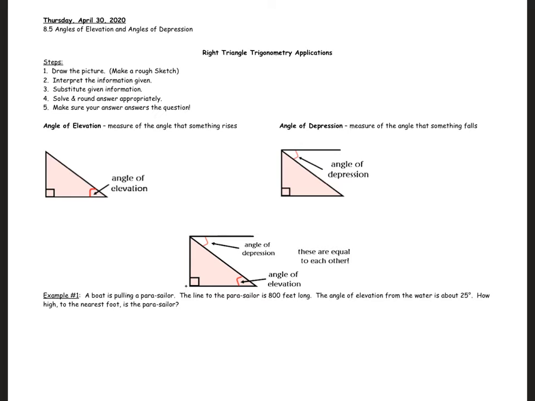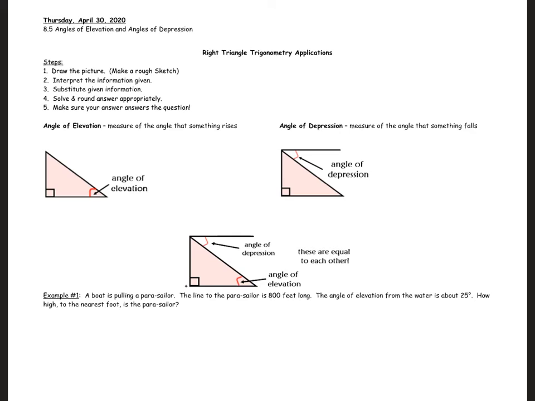Let's take a look at our first example. It says a boat is pulling a parasailer. The line to the parasailer is 800 feet long. The angle of elevation from the water is about 25 degrees. How high to the nearest foot is the parasailer? You could draw a rough picture if you wanted to.